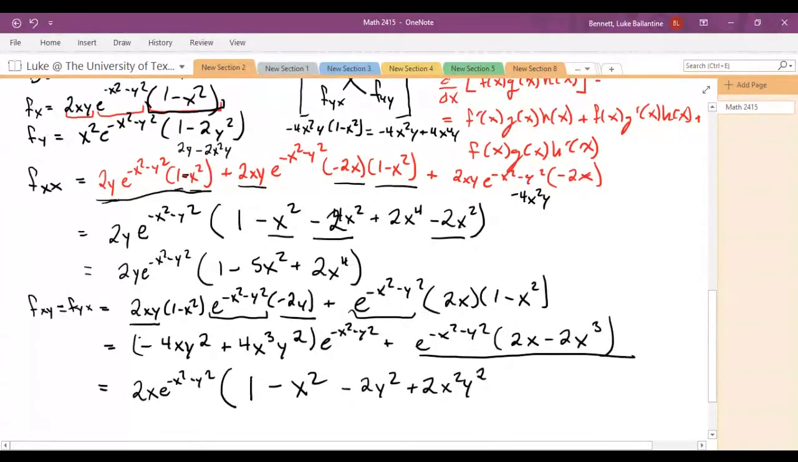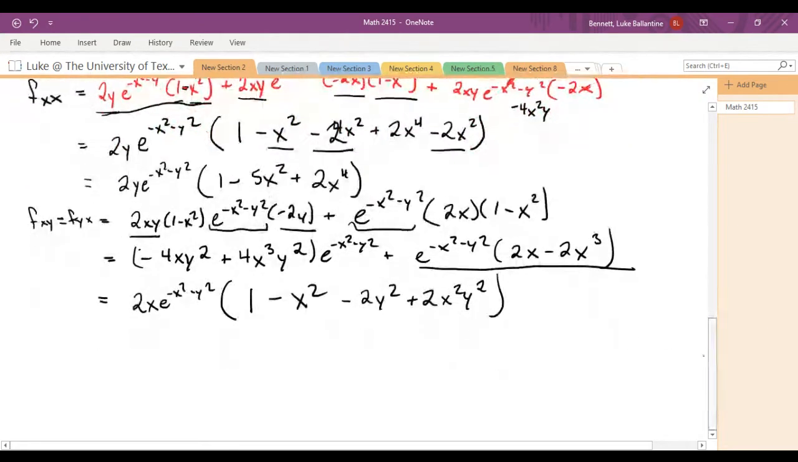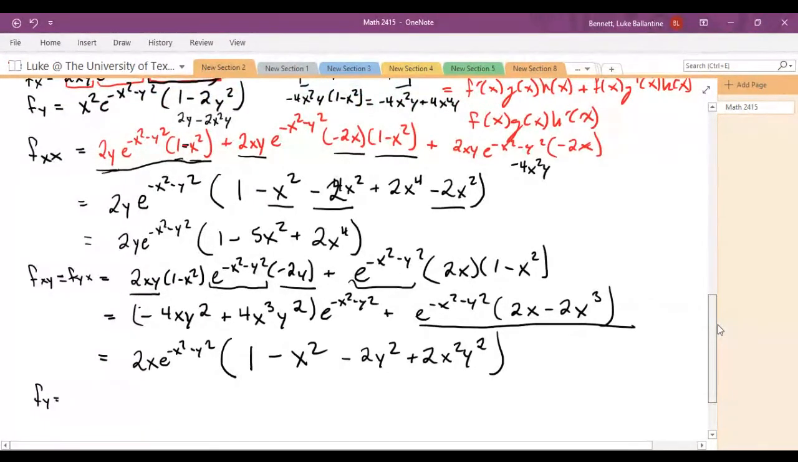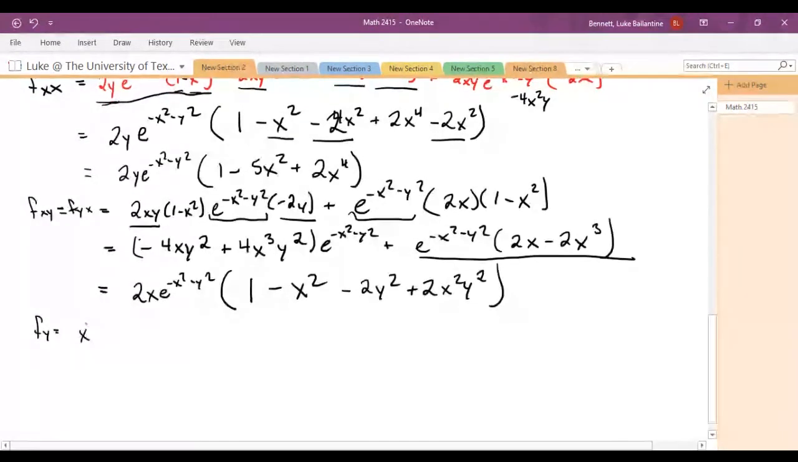Y squared. I didn't factor out a y. I factored out the e and the single power of x, that positive 2. Yeah, so this is it. This looks good. Okay, so now we have f sub yy. So f_y again was x squared e to the negative x squared minus y squared times 1 minus 2y squared.